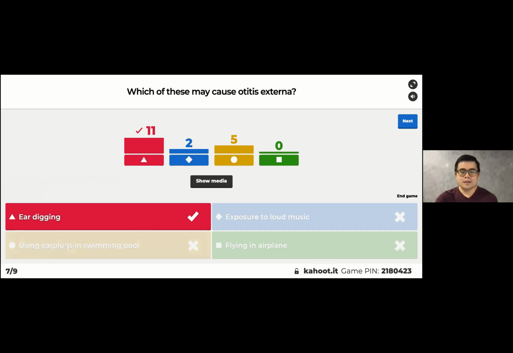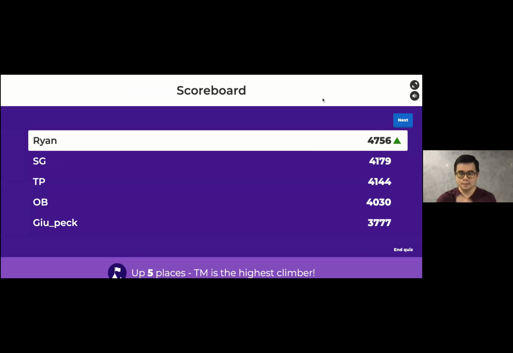Okay, so using earplugs in swimming pool is usually what we can recommend to reduce the risk of infection because you are protecting the water from going in. So loud music generally doesn't cause otitis externa. It can cause noise-induced hearing loss. And flying an airplane doesn't cause infection. Okay.